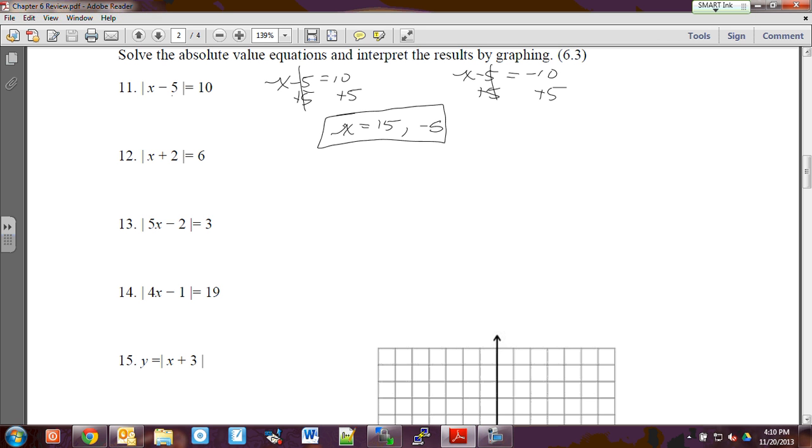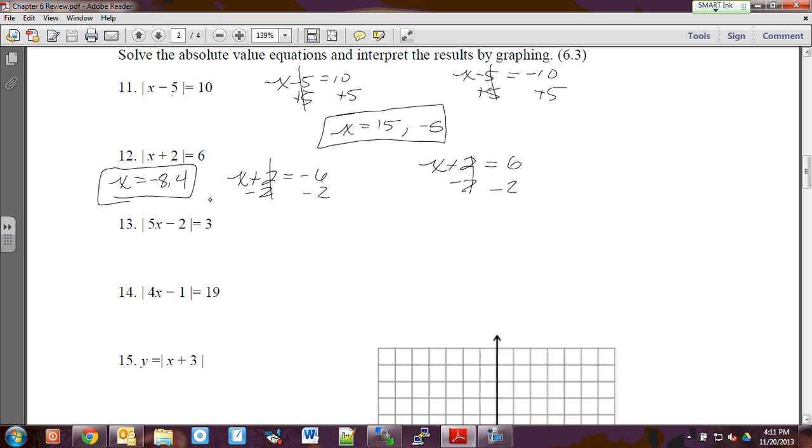All right, number 12, the absolute value of x plus 2 equals 6. So you're going to do x plus 2 equals negative 6, and x plus 2 equals 6. Minus 2, minus 2. So x equals negative 8, and x equals 4. x equals negative 8 or 4.